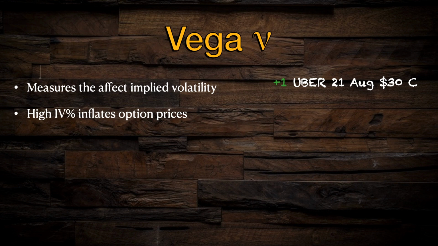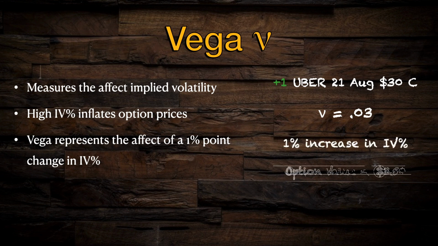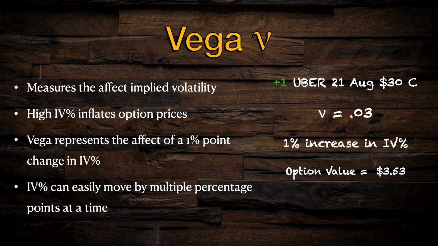But what if an unexpected event happens in the market after we purchase our option that causes implied volatility to spike? Vega represents the amount by which the option value will fluctuate in response to a 1% change in implied volatility. So an option with a Vega of 0.03 will increase in value by 3 cents if implied volatility increases by 1%. This may seem like a relatively small move, but implied volatility can move by several percentage points at a time in response to any high volatility market event.